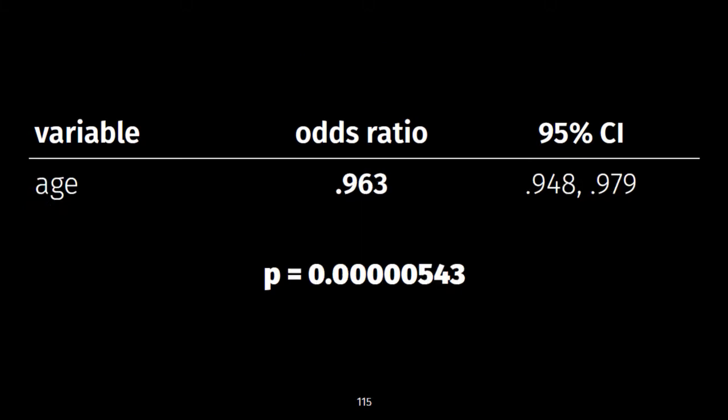How about age? Well, we see that that is statistically significant. For every additional year of life, your odds of surviving go down about 4%. So it looks like, indeed, women and children first was the operational dictum.